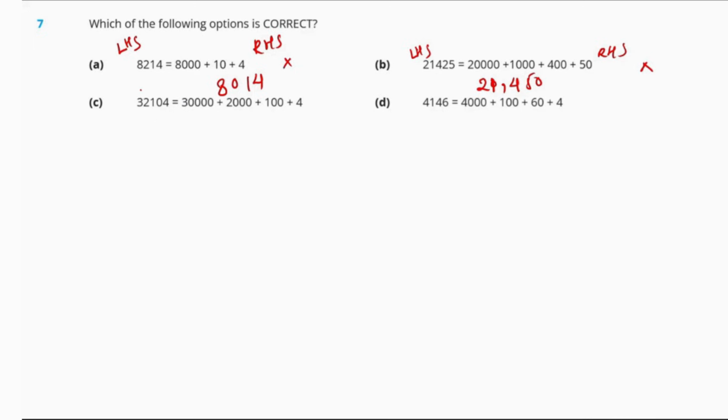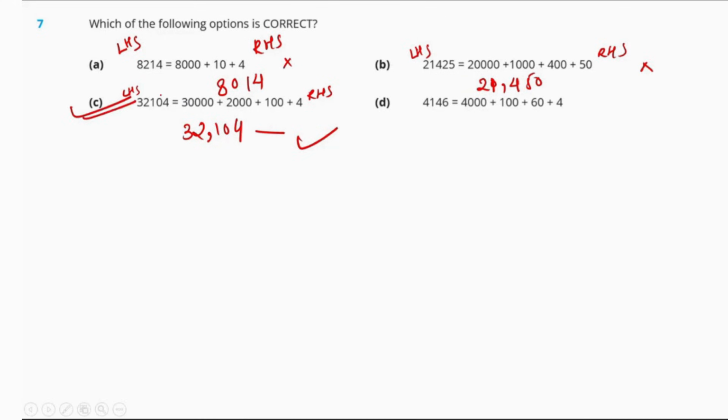Now talking about option C, on the LHS side it is 32,104. Now let's talk about the RHS side. On the RHS side this will be 32,104. Now are these two the same? Yes, they both are same, right? So this will be the correct statement. So the right answer to the question is option C.